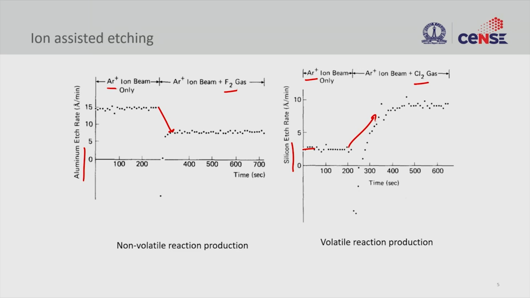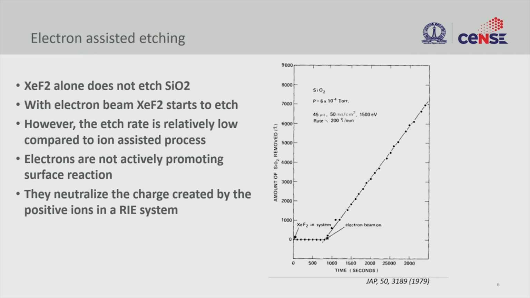The reason for that is the creation of non-volatile products versus volatile products. In the case of silicon, you generate SiCl4, which is a gas, right? In the aluminum case, you create aluminum fluoride, which is a non-volatile substance that creates a coating. This coating is what prevents your argon atoms from etching. So the ions present are not the only main component; it also depends on what gas you put in.